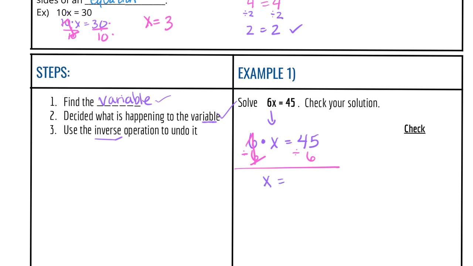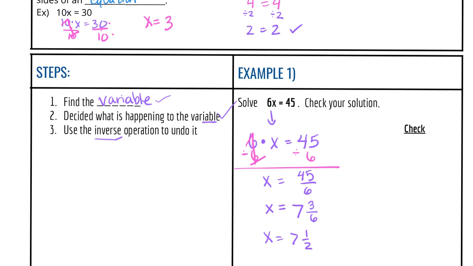And then I have 45 over 6, so I'm dividing 45 by 6. Well, what does that equal? 6 goes into 45 7 times. And then I have how many left over? Well, 7 times 6 is 42, so I have 3 left over out of 6. So it's just x equals 7 1/2.